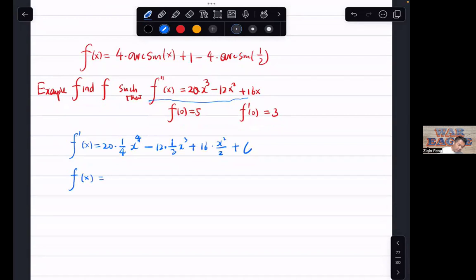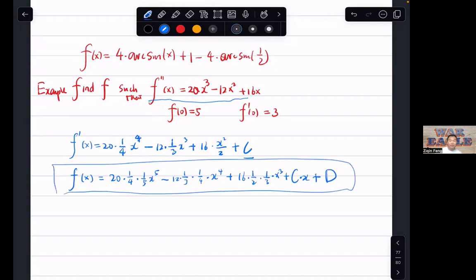So this is 20 times 1 over 4 times 1 over 5 x to the 5, minus 12 times 1 over 3 times 1 over 4 times x to the 4, plus 16 times 1/2 times 1 over 3 times x to the 3, then plus C times x, whose derivative is C, then plus D. D is a different constant, but D is a constant. If you take a second derivative of this function, you get the given function.